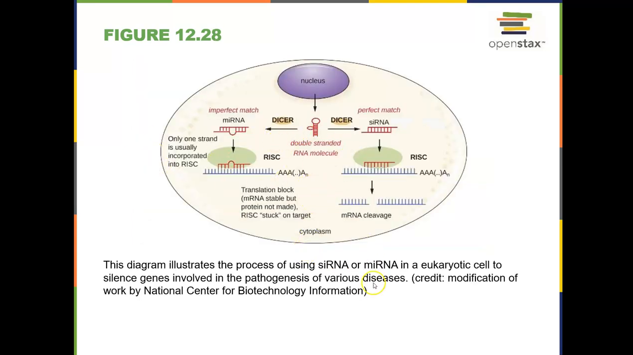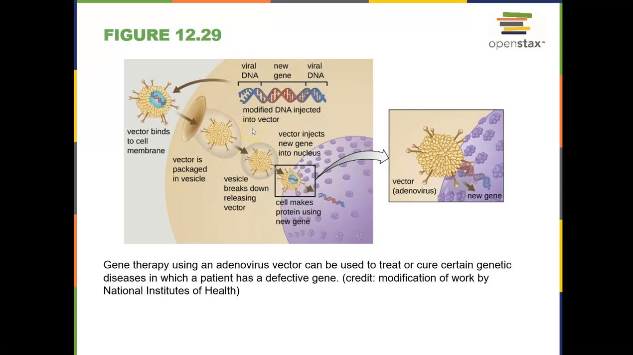This is silencing RNAs and microRNAs that will look at silencing genes involved in pathogenesis, looking at different sequences. Gene therapy, this one can kind of freak people out. Gene therapy is when you use an adenovirus to treat or cure certain genetic diseases in a patient with a defective gene. So you put the correct gene into a virus and allow it to infect. There have been some issues with this with cancers because they can't regulate all of the effects of the virus. So those are very closely monitored.